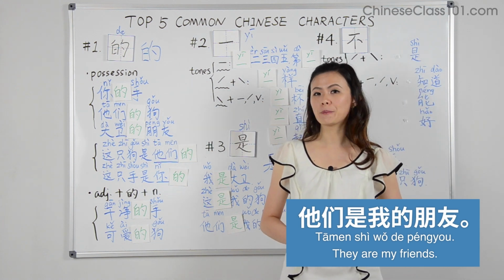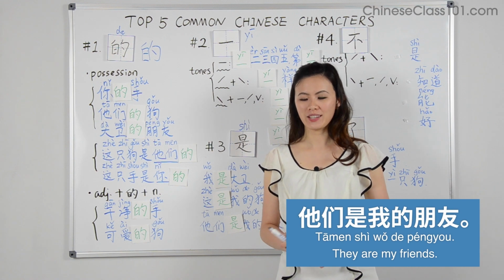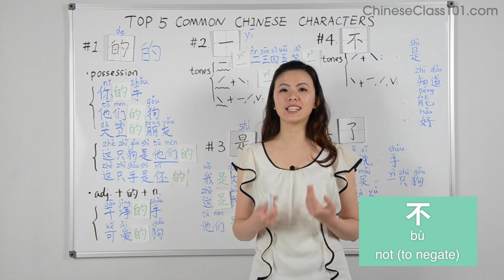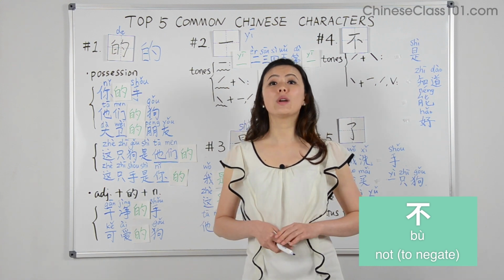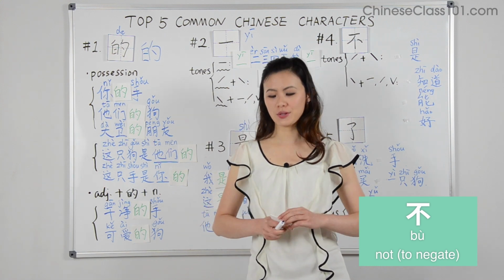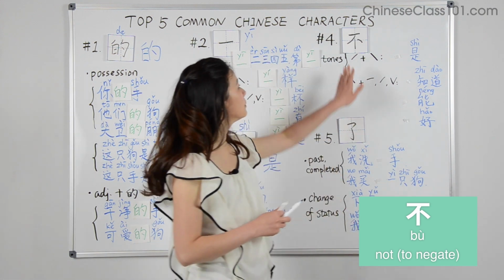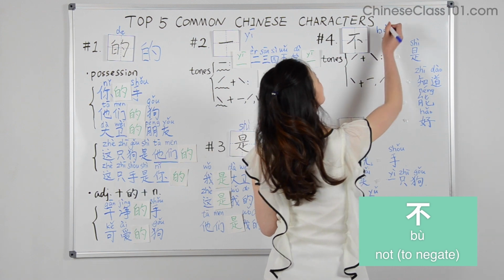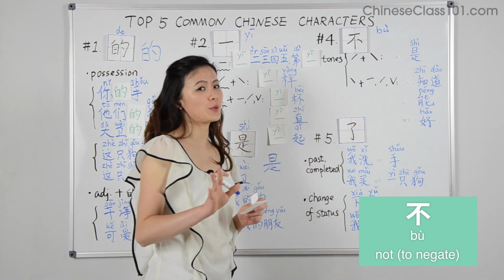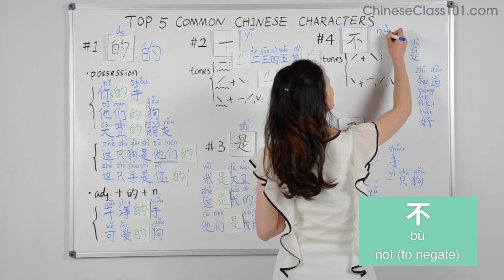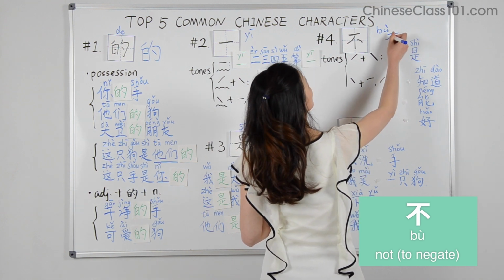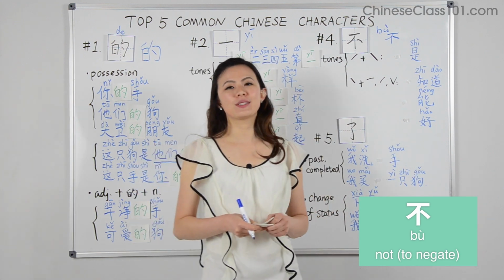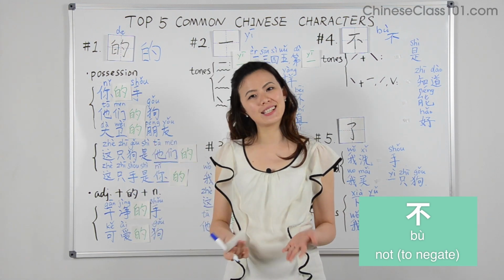Okay. To negate 是, or to say am not, is not, are not, we need the next commonly used 汉字, which is 不. 不 has 4 simple strokes. To write it, 1 2 3 4. 不 is often used before verbs to negate.